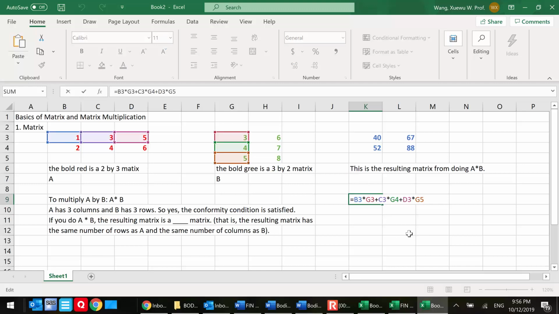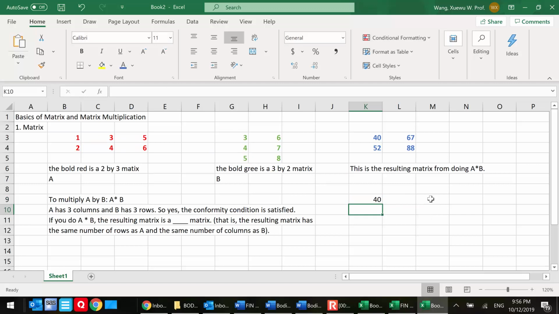Okay, so immediately you realize what this conformity condition means. You see that from matrix A, you take every number in every row, and that number has to be multiplied by the corresponding number in each column in matrix B. So that means the number of columns in matrix A should be the same as the number of rows in matrix B.